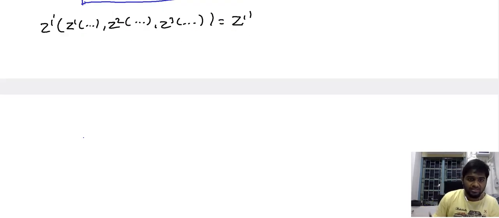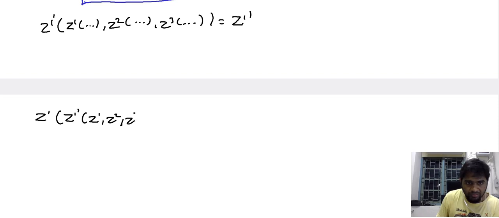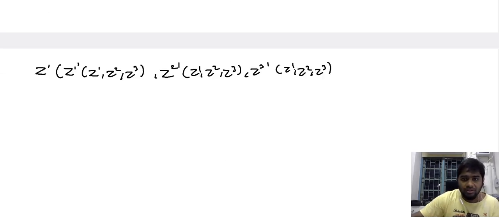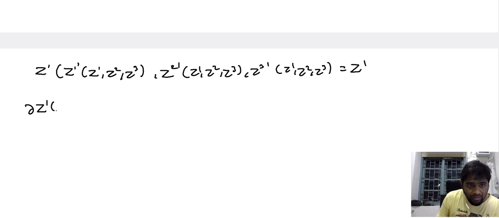So again, let us start with the expression z1, which is a function of z1 prime, z2 prime and z3 prime, where z1 prime is a function of z1, z2 and z3, z2 prime is a function of z1, z2 and z3, and z3 prime is a function of z1, z2 and z3. Now this is equal to the z1 variable. Now let us consider the partial derivative of z1 with respect to the corresponding variable z1.